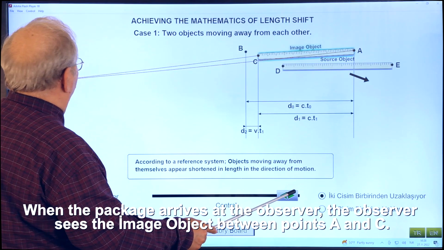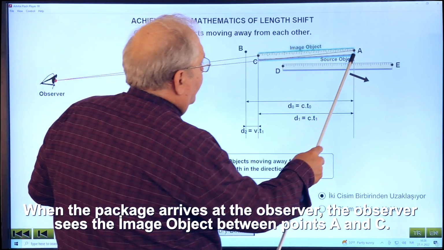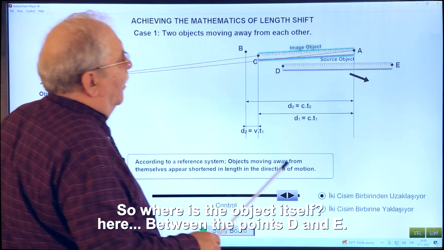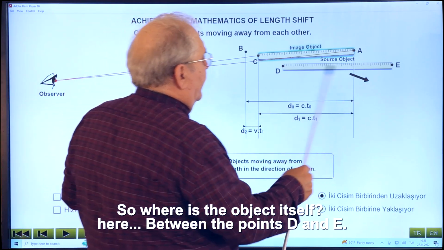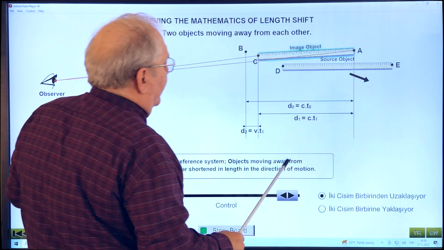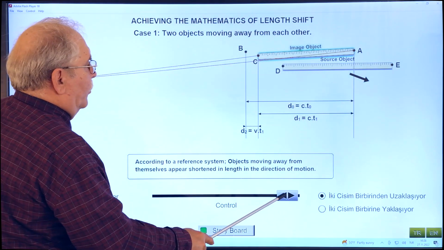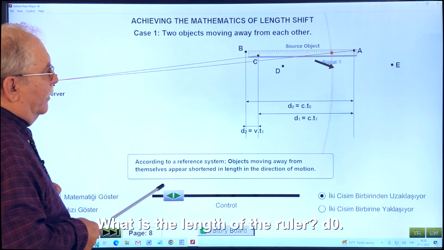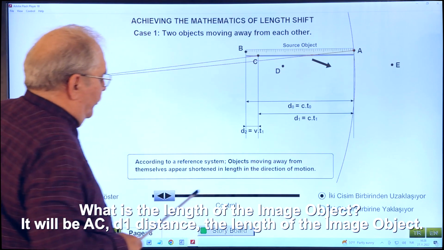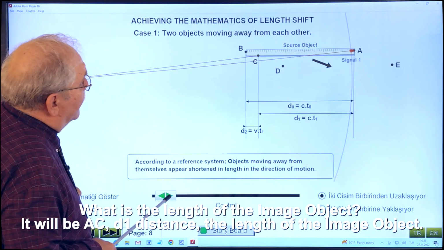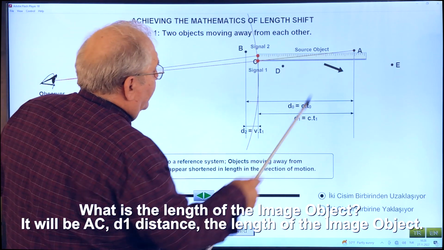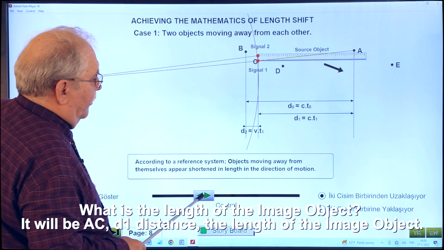When the package arrives at the observer, the observer sees the image object between points A and C. So where is the object itself? Here between the points D and E. What is the length of the ruler? D0. What is the length of the image object? It will be AC, D1 distance, the length of the image object.